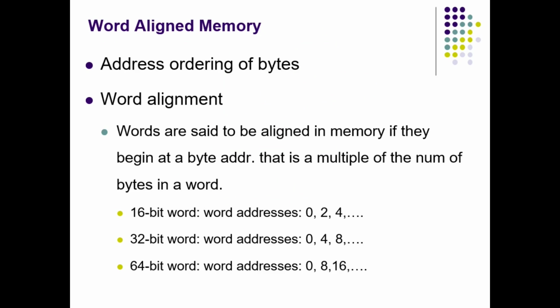Again, the same explanation is given in sentences. So what is word aligned memory? It is the ordering of addresses of bytes. Yes, we are structuring it, organizing it. So if the word is 4 bytes, the word length is 4 bytes.